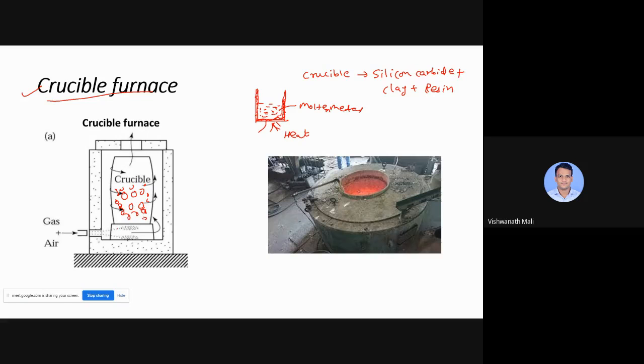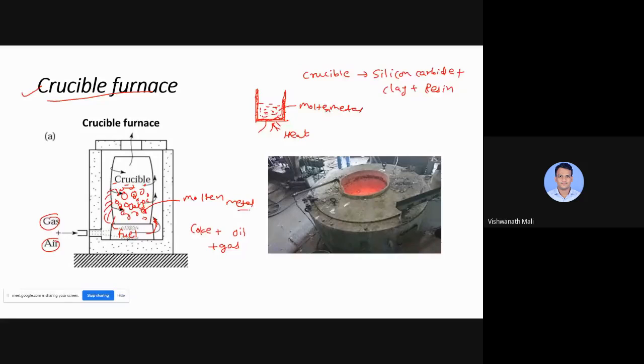Right. Now here, we use fuel. What type of fuel do we use here? Coke, that is coal plus oil plus gas. Such type of fuel we use, and we supply the gas or air to generate the heat with the help of this fuel. Now what happens when it generates the heat? That heat will pass through this crucible and reach the scrap, and that scrap will start to melt. In this way we will get the molten metal from the crucible.